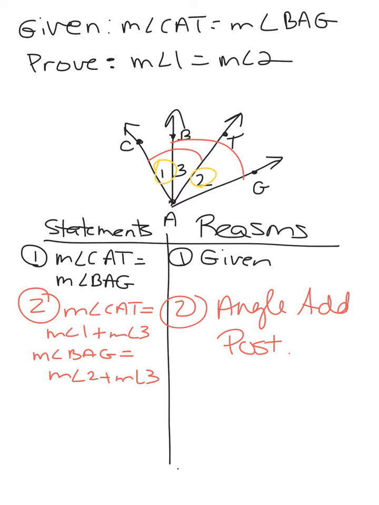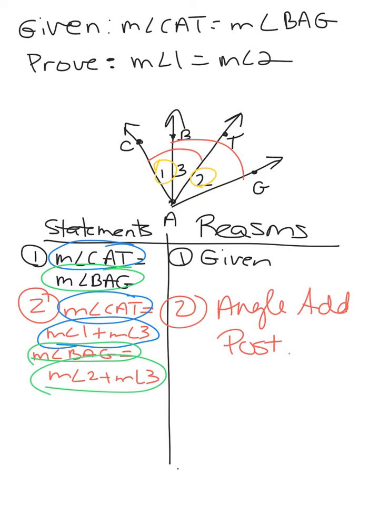Okay, so what do I want to do next with that? Well, again, there's not really too much I can use with the diagram, so now I have to go back to my proof. So I notice that I have the measure of angle CAT there twice, once there and once there. And the measure of CAT is the same as the measure of angle 1 plus the measure of angle 3. They're the same. And I also know, if I look at the other part of that, I have the measure of angle BAG, which again I have down here, is equal to the measure of angle 2 plus the measure of angle 3.